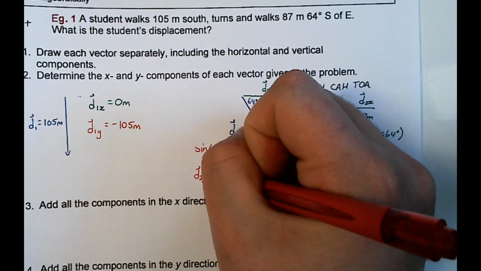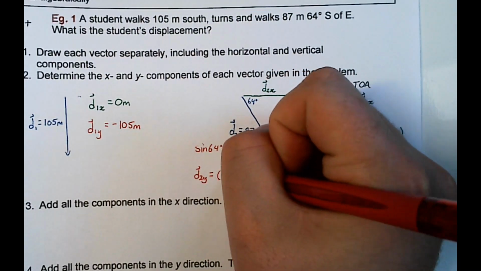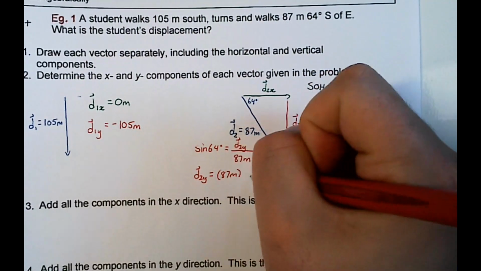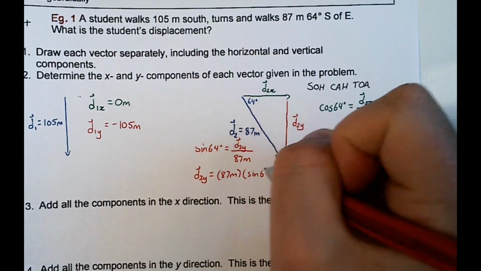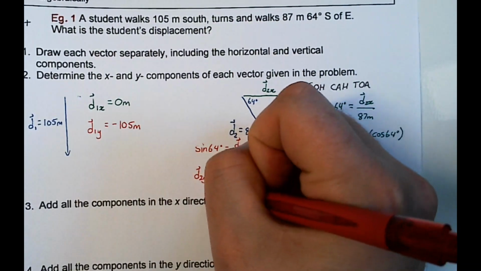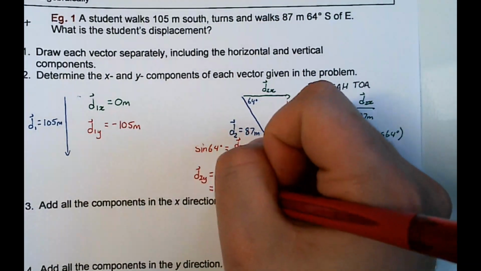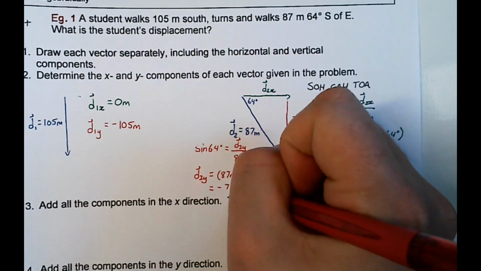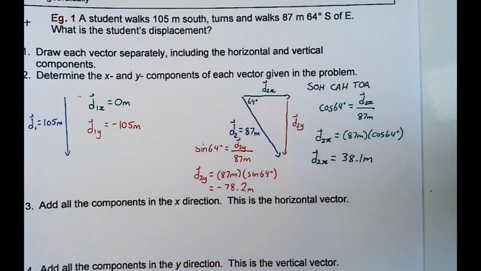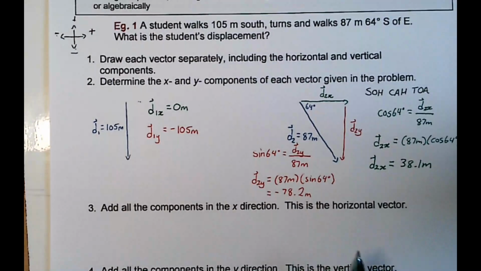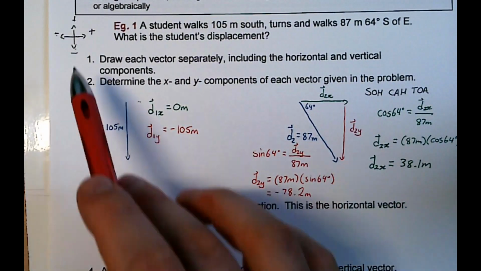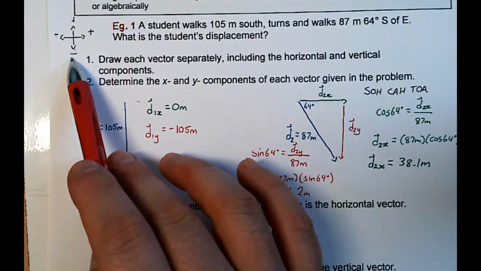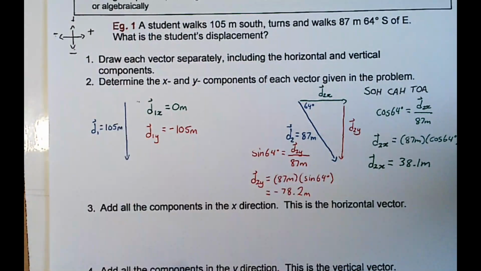So your y component is going to be equal to 87 meters times the sine of 64 degrees, which is going to give you an answer of negative 78.2 meters. Again, it makes sense that the answer is negative because we are heading south, and in our direction we determined that south was negative.